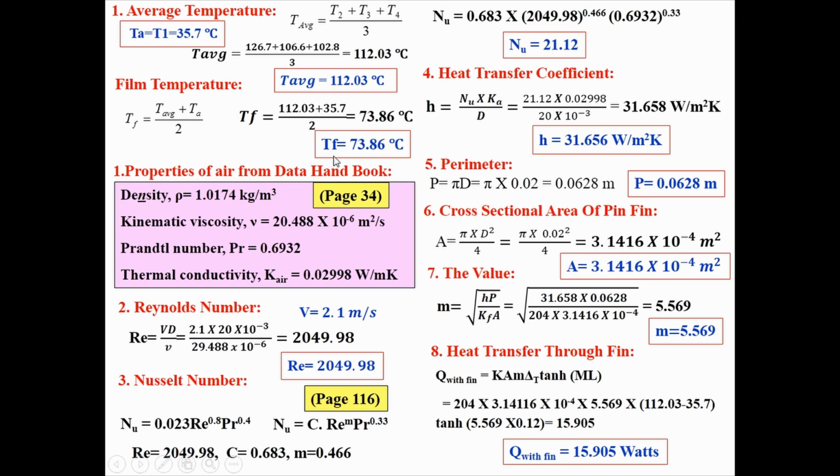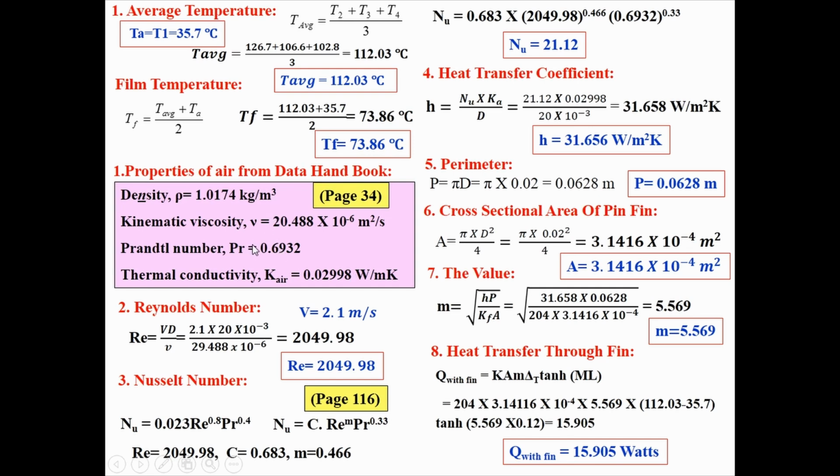Once you know the film temperature, you have to take the properties of the air from the data handbook. So what is the density of air at 74 degrees Celsius? That is 1.017 kg per meter cube. Kinematic viscosity will be 20.488 into 10 to the power of minus 6 meter square per second. Prandtl number is 0.6932 and thermal conductivity of air is 0.02998 watt per meter Kelvin. These are the properties of the air at 74 degrees Celsius. Here it is 73.86 degrees Celsius, rounded to 74 degrees Celsius.